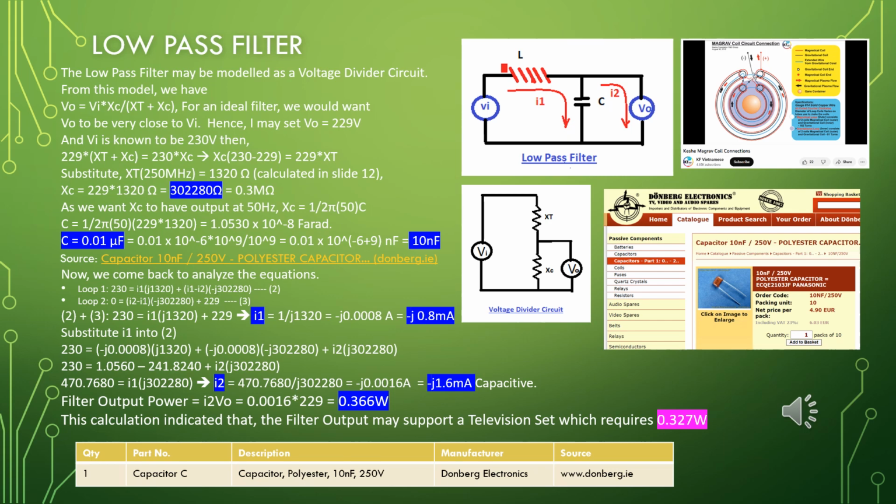Quantity 1. Part number capacitor C. Description: capacitor polyester 10 nanofarad 250 volt. Manufacturer Donbert Electronics. Source: Donbert.